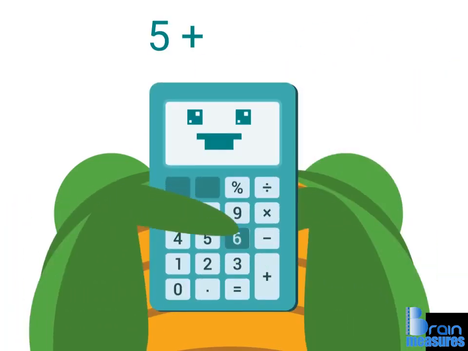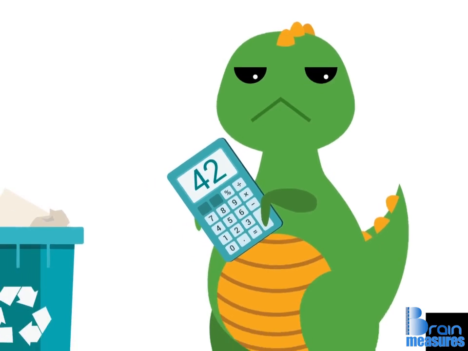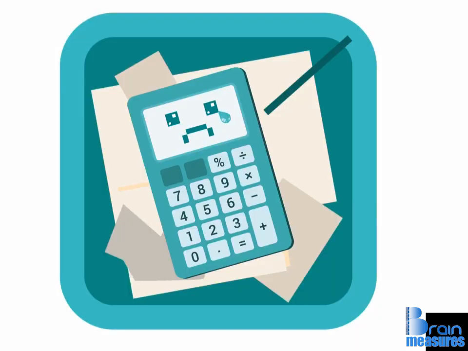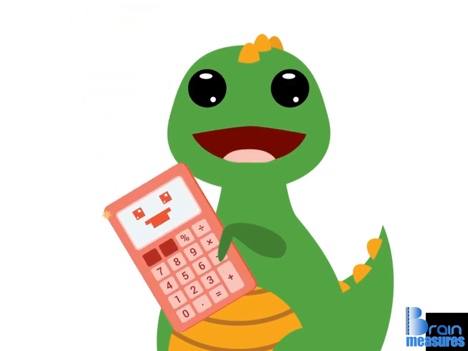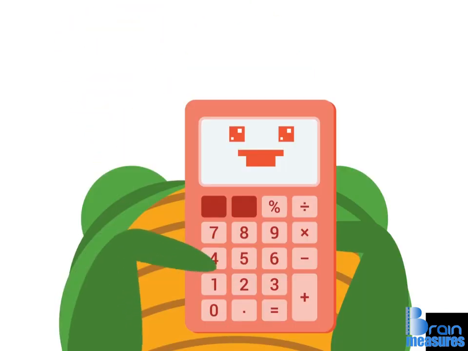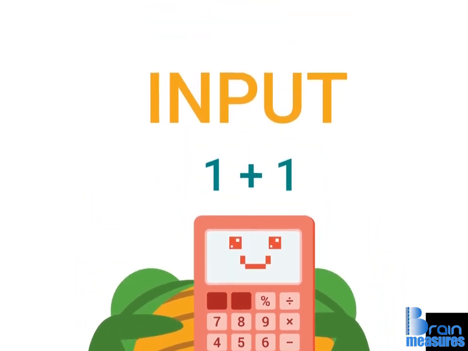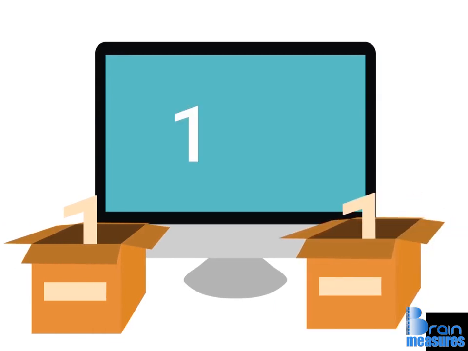Imagine a calculator that would always return a result of 42 for every equation. We wouldn't be able to do any calculations on it as its output would always be the same. Instead, the numbers we enter should have an impact on the result. In this case, the numbers we punch in are called inputs. Inputs are simply any information we give to the program for it to use.